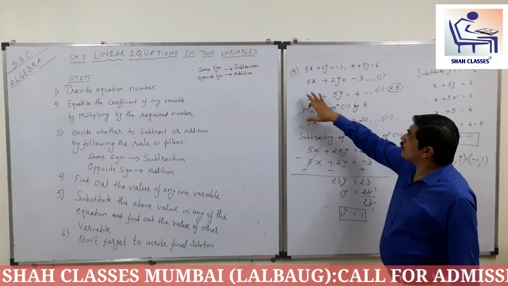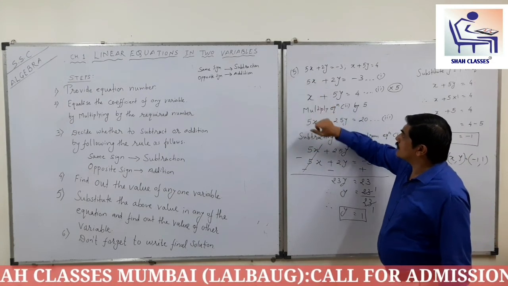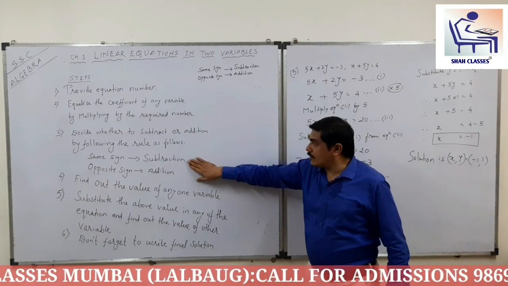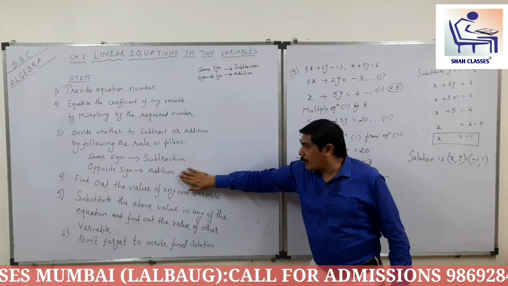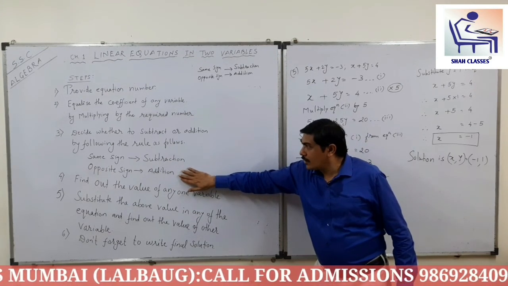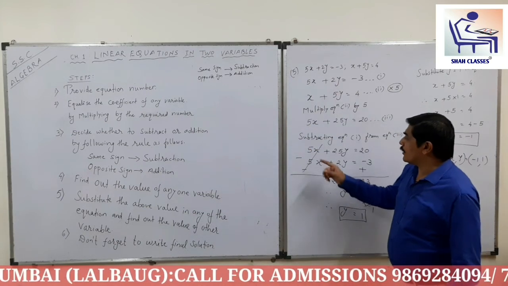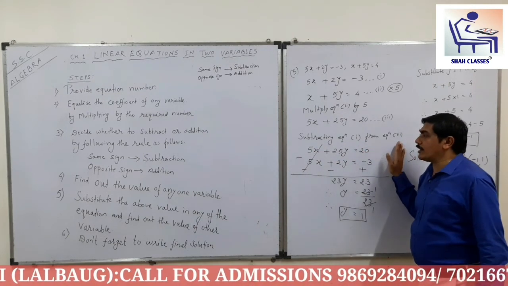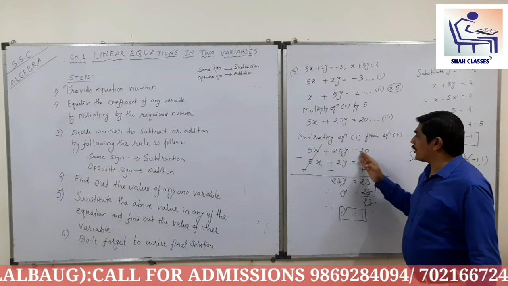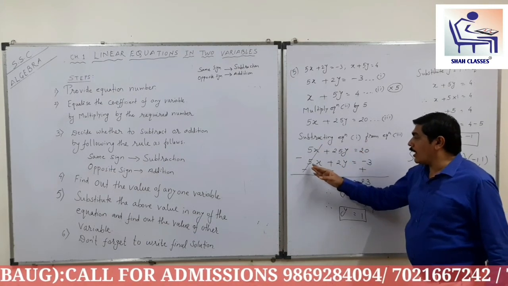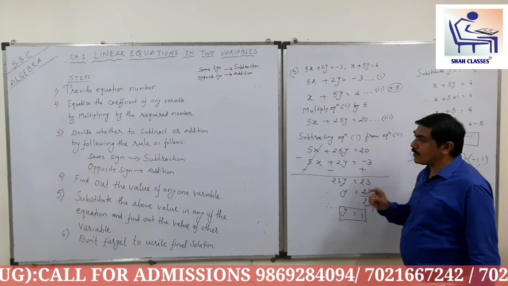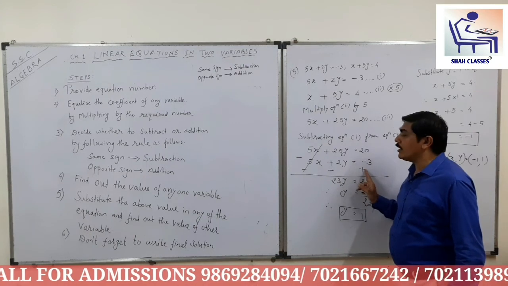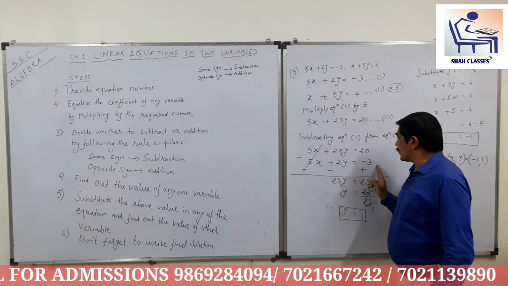Now we have to decide the sign of the coefficient of both of these. We have seen that they are positive. If it is the same sign, then go for subtraction. If it is an opposite sign, then go for addition. Now we have the same sign, so subtraction. So subtracting equation 1 from equation 3: 5x plus 25y is equal to 20 and 5x plus 2y is equal to minus 3. Remember, while doing the subtraction, we have to change the sign of each and every term of the second equation.